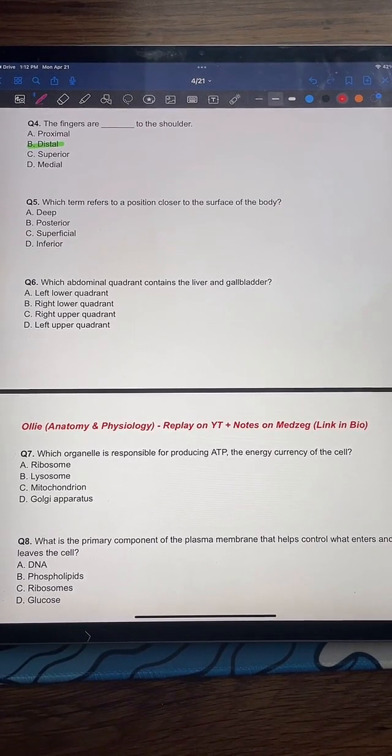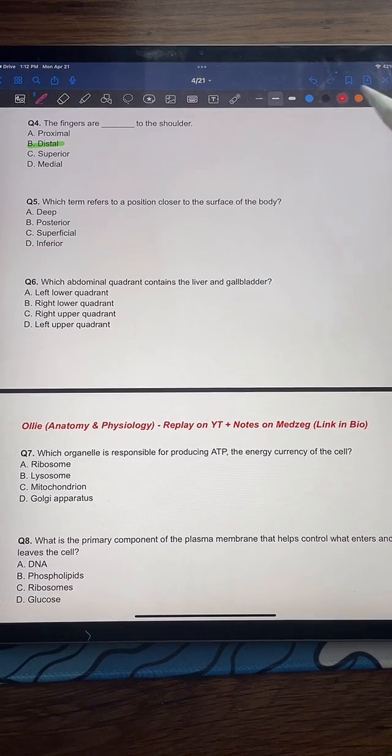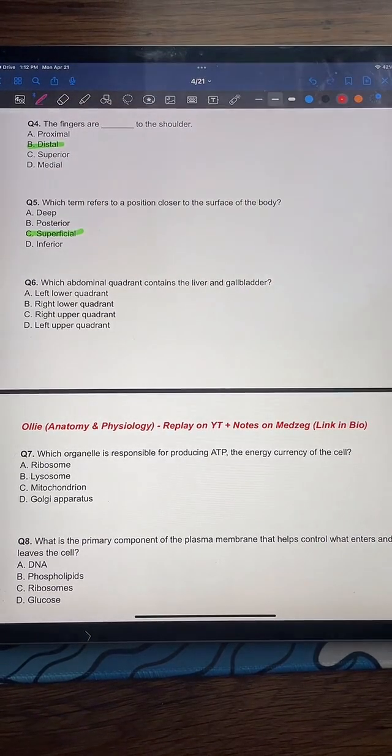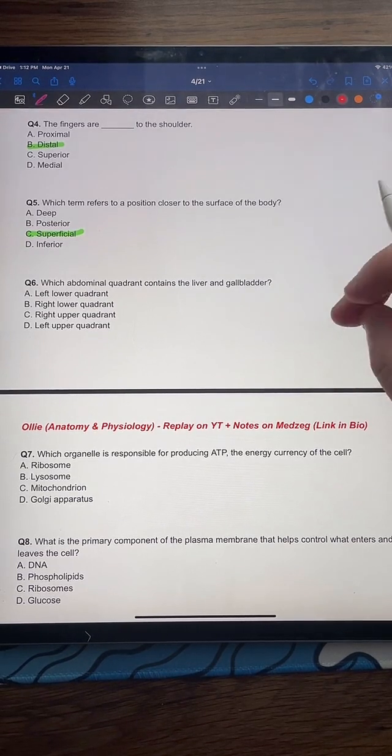But number 5, which term refers to a position that is closer to the surface of the body? The answer is C. It is superficial. Superficial means closer to the surface of the body. Deep refers to being further away from the surface. So the muscles are deep to the skin, and the skin is superficial to the muscles. The way that I always think of superficial is if you ever gossip about someone, it's always like, oh, that person's very superficial. They're kind of only what you see is what you get type of person. Not the best way to think about it, but that's how I always remembered it.